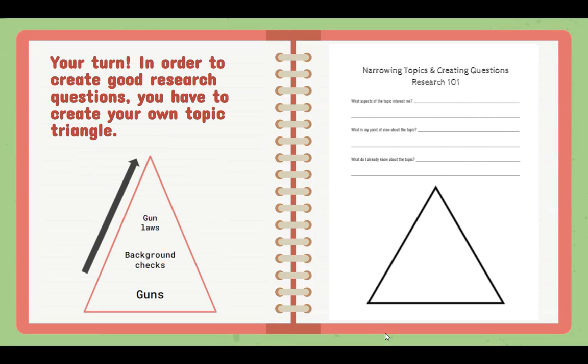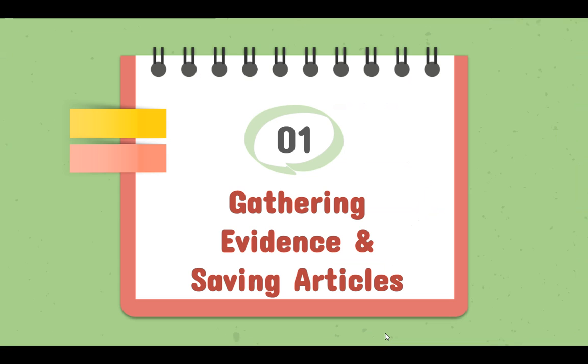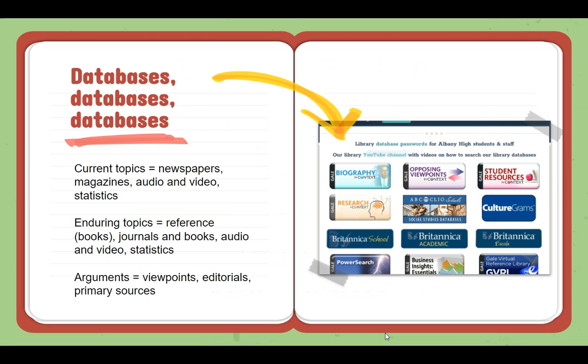So your turn. You're going to make your own topic triangle with the handout that your teacher has, and then you're going to develop your research questions. Where are you going to do that? You're going to gather this evidence and start saving articles in our library databases. If you'll notice on the right, you're going to be using the purple Opposing Viewpoints database, and that's available on the Albany High Library site.